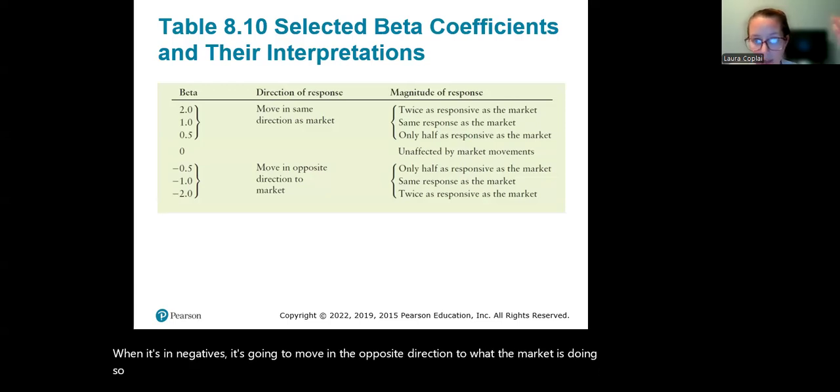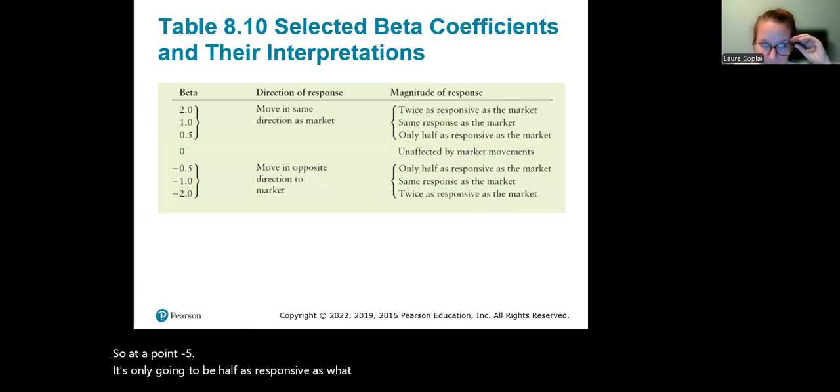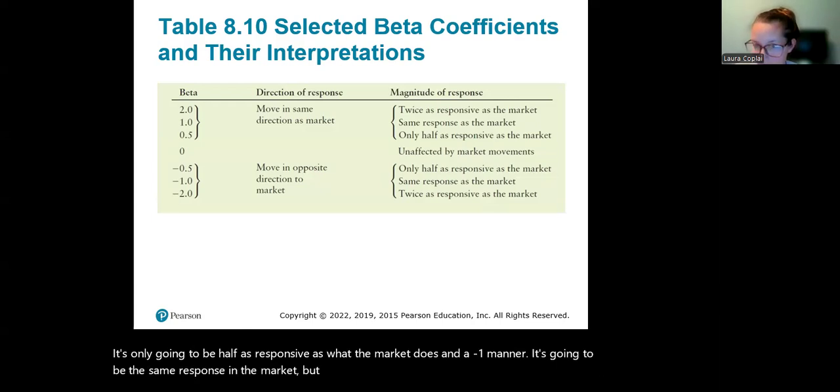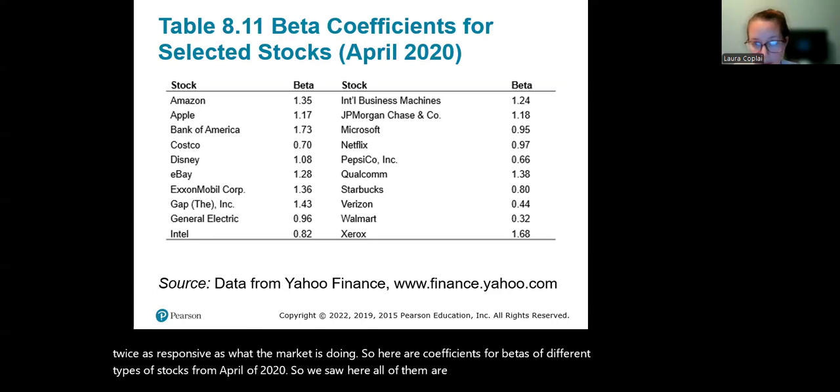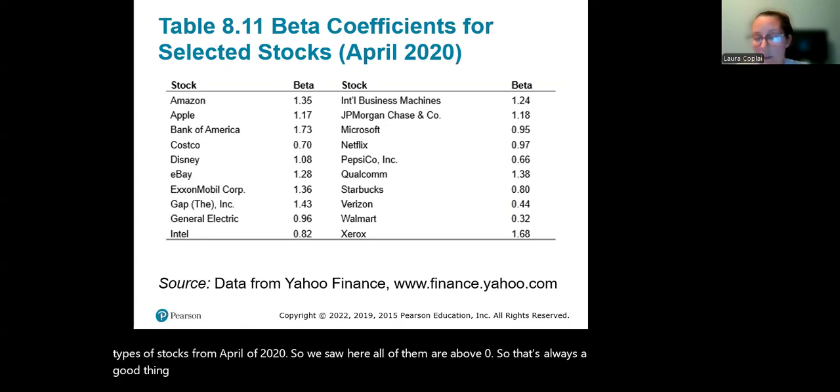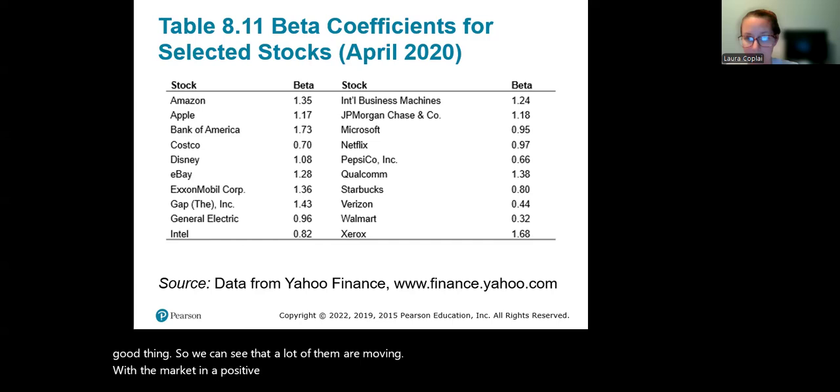So at -0.5, it's only going to be half as responsive as the market, in the opposite direction. At -1, it's going to be the same response as the market, but in the negative direction. And -2 is twice as responsive as what the market is doing. So here are beta coefficients for different types of stocks from April of 2020. We saw here all of them are above 0. So that's always a good thing. We can see that a lot of them are moving with the market in a positive direction.